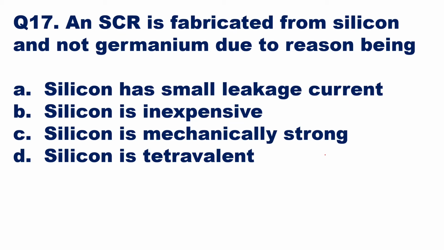An SCR is fabricated from silicon and not germanium due to the reason being what? So four reasons have been given. Silicon has small leakage current, silicon is inexpensive, silicon is mechanically strong, silicon is tetravalent.